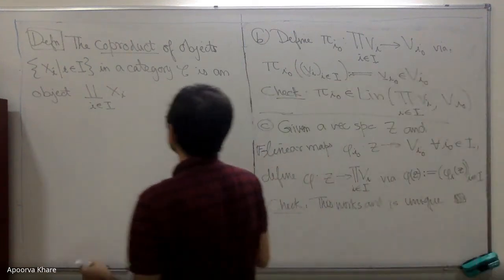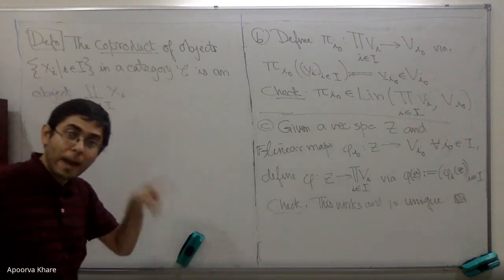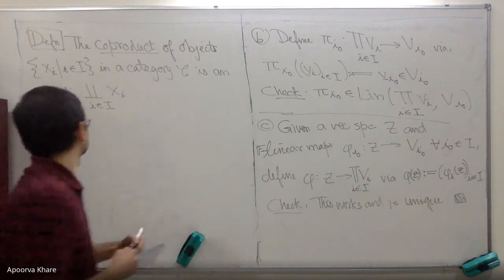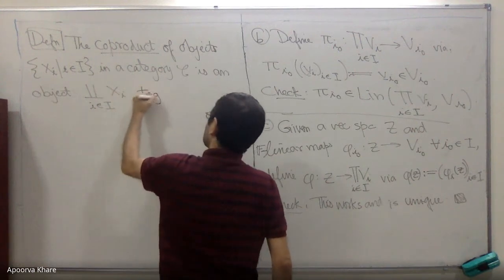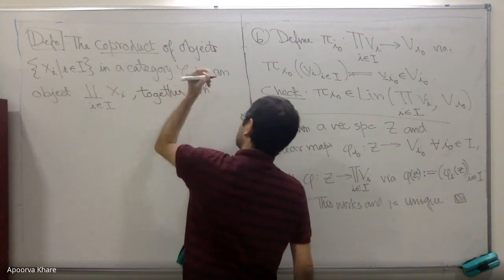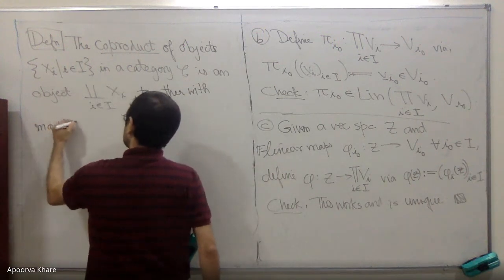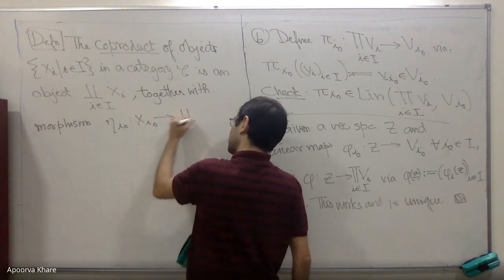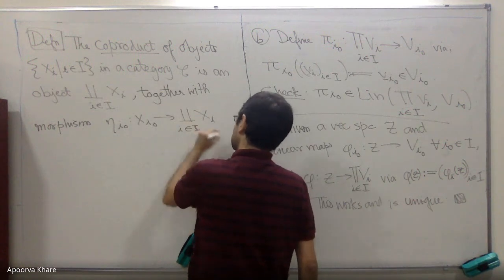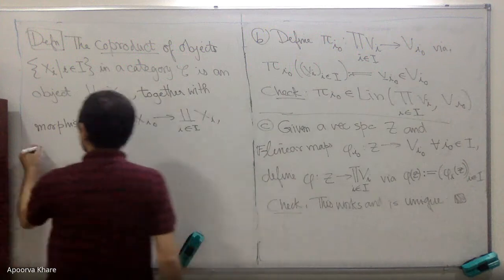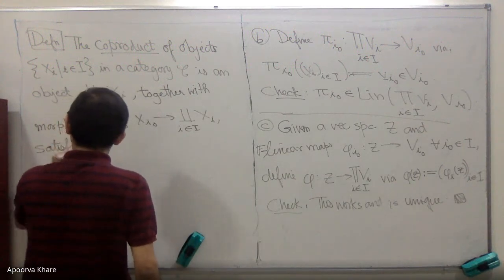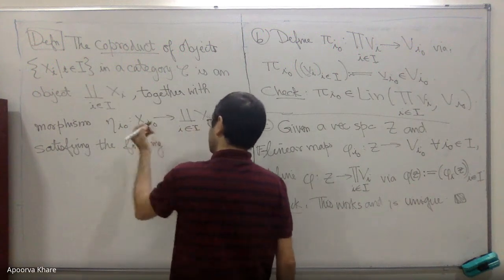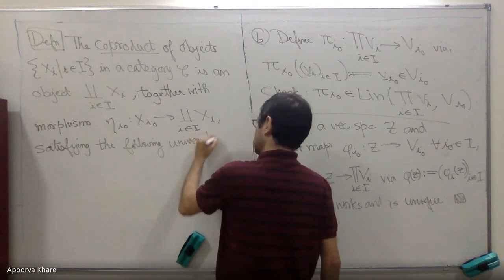Okay, so again, this is an object listing, but again, this is not enough. Also, we need maps. Now, in the product case, the maps went from the product to the objects. In the coproduct, they go from the objects, together with morphisms. We'll call them eta i_0, from X_{i_0} to this coproduct, satisfying the universal property.